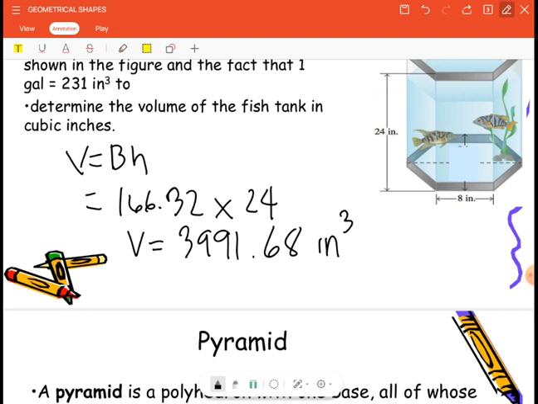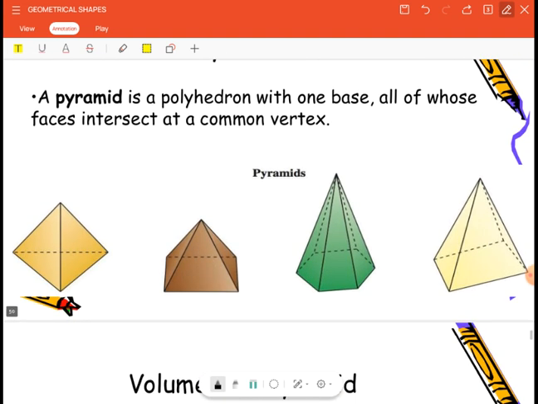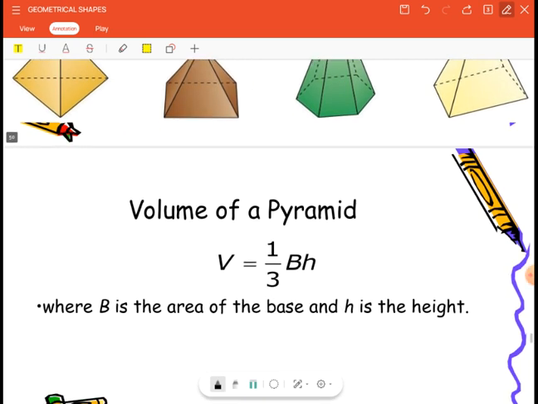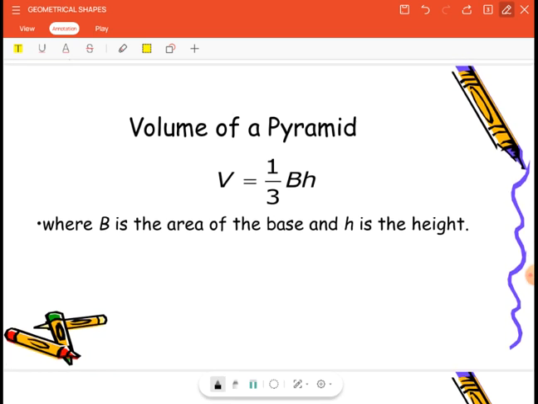Yan. Okay, sa pyramid naman tayo. So, pyramid is a polyhedron with one base. All of those faces intersect at a common vertex. Okay, so yan yon. Ang volume niya ay 1/3 base times height. Now, katulad lang din naman siya ng prism, kaya lang since triangular yung pyramid, kaya meron siyang multiplier na 1/3.